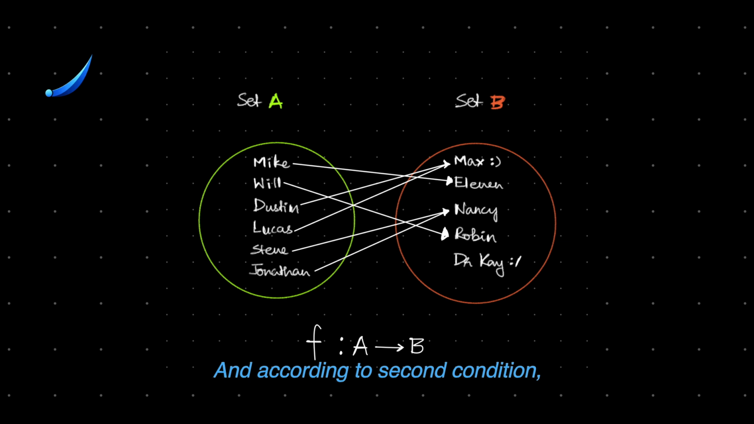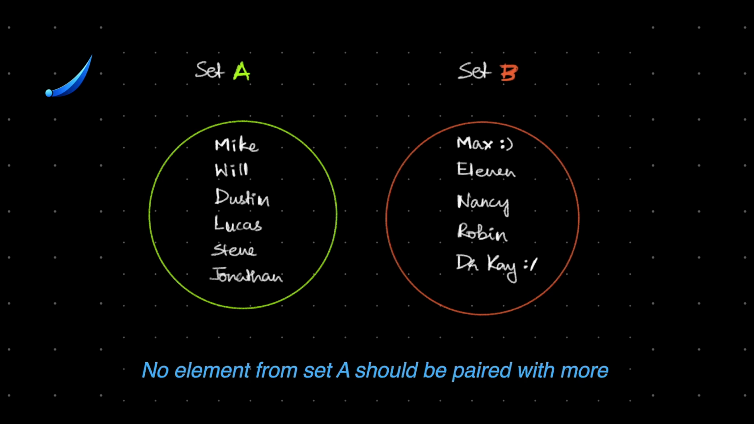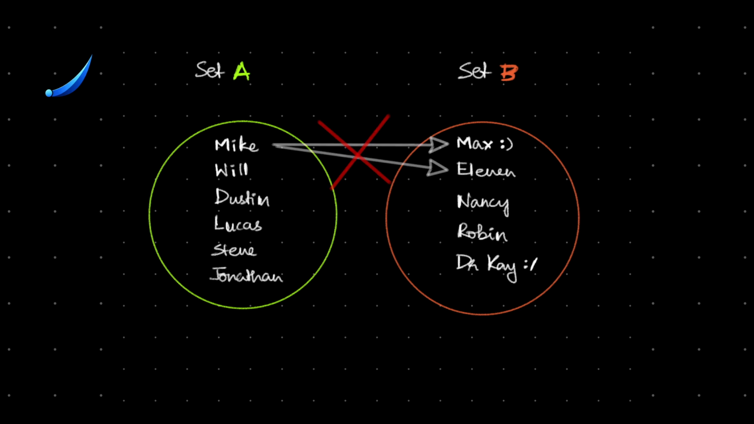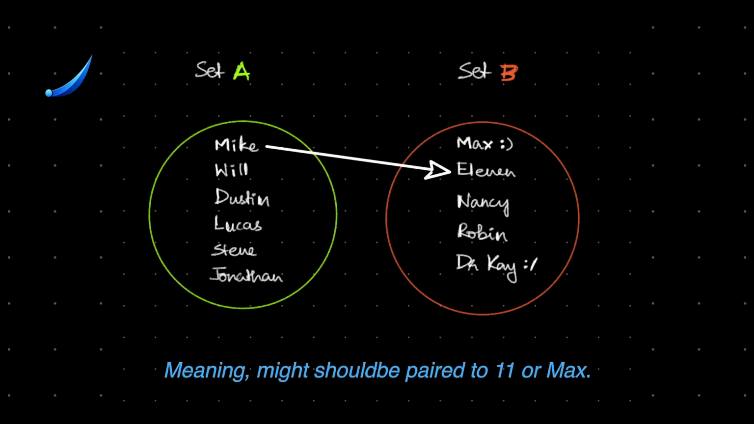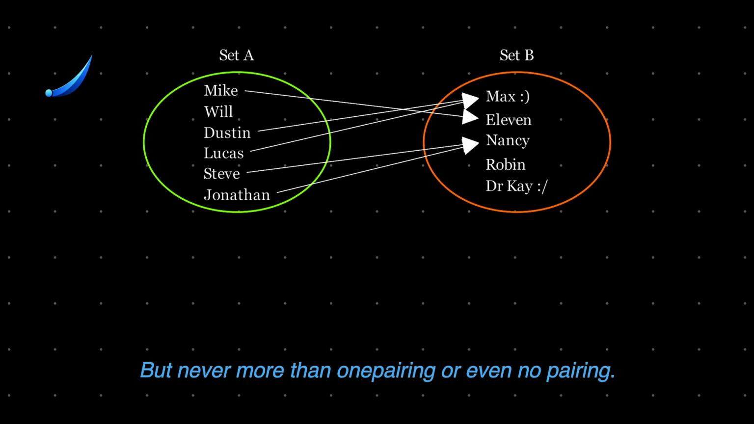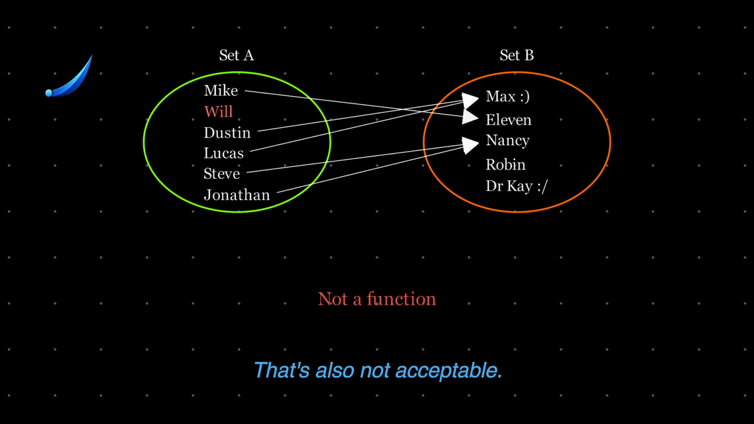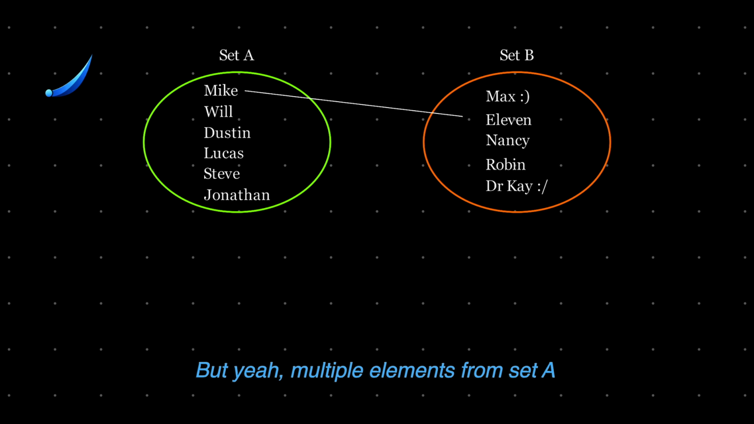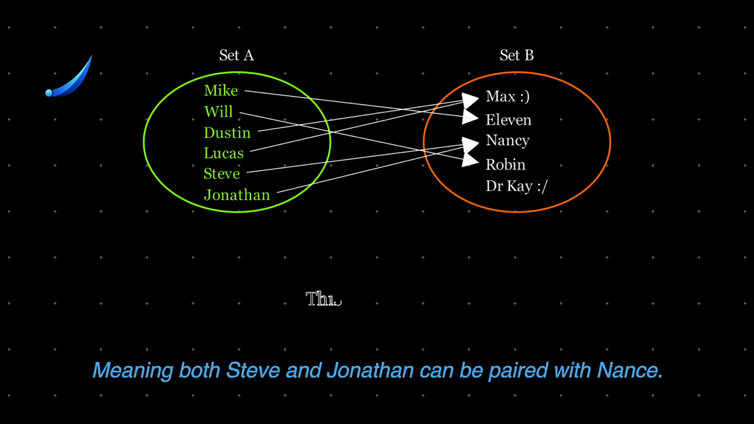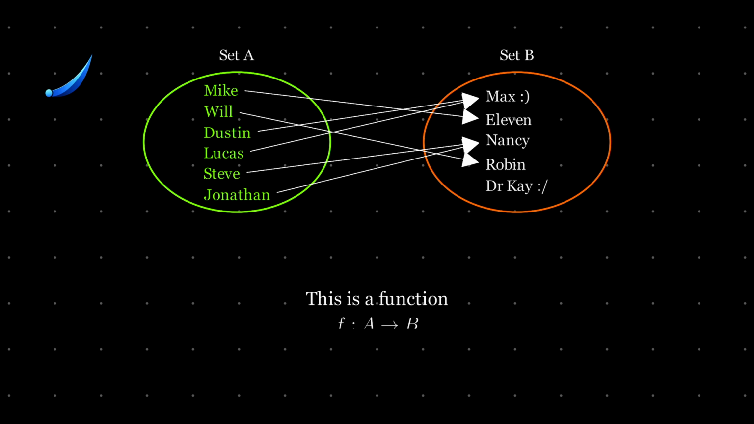And according to the second condition, no element from set A should be paired with more or less than one element from set B, meaning Mike should be paired to 11 or Max or any one person. That's it. But never more than one pairing or even no pairing. That's also not acceptable. But yeah, multiple elements from set A can be paired to a single element in set B, meaning both Steve and Jonathan can be paired with Nance.